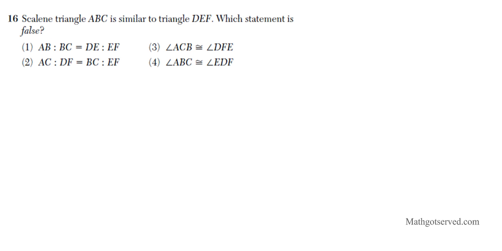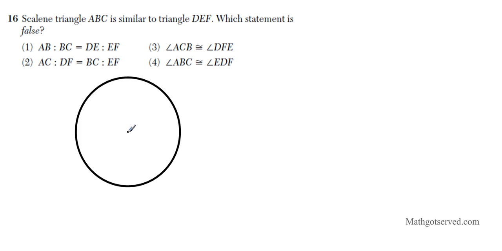All right, let's take a look at question 16. It says triangle ABC is similar to triangle DEF. Which statement is false? So when two triangles are similar, that basically means that corresponding angles are congruent and the corresponding sides are in proportion. Let me go ahead and sketch a triangle for you.